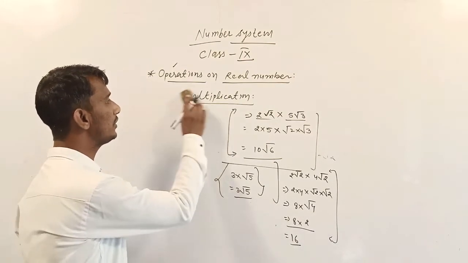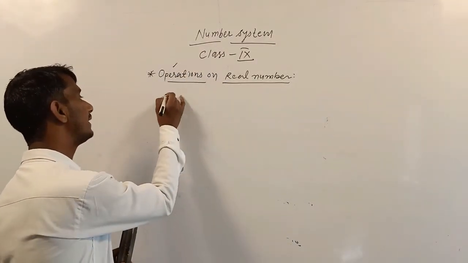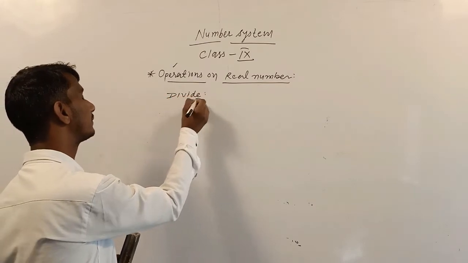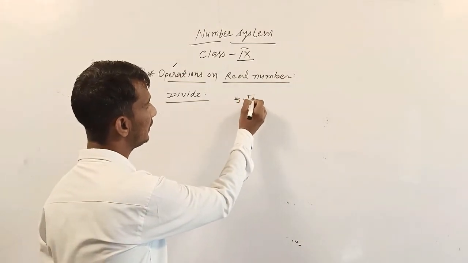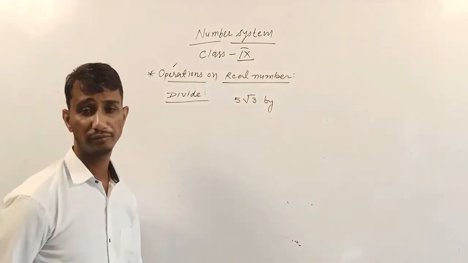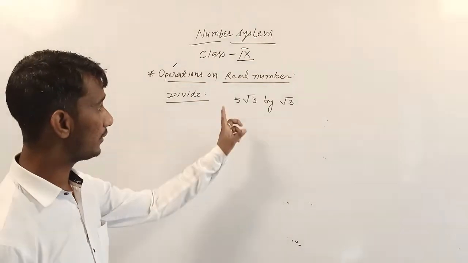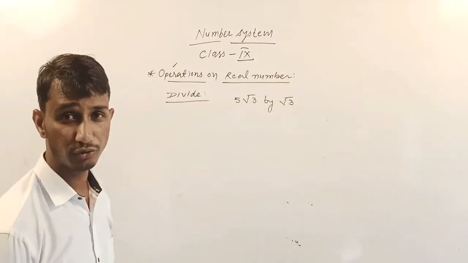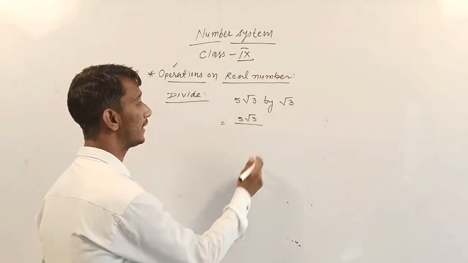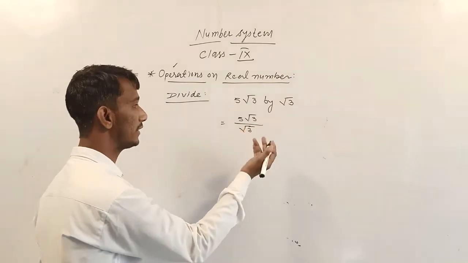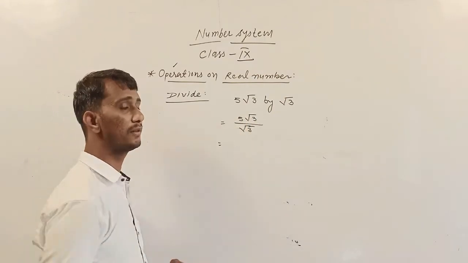Now for division we will discuss how to divide real numbers. So, 5 root 3 divided by root 3. Okay. First question. So how to find the solution? Look here. You can write 5 root 3 as the dividend and root 3 as the divisor. Here it is given, and we want to find the quotient. Okay. Dear student, here both the irrational numbers are the same.